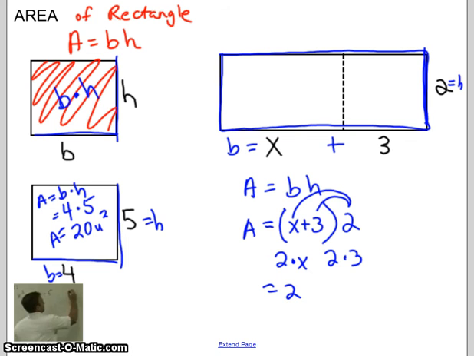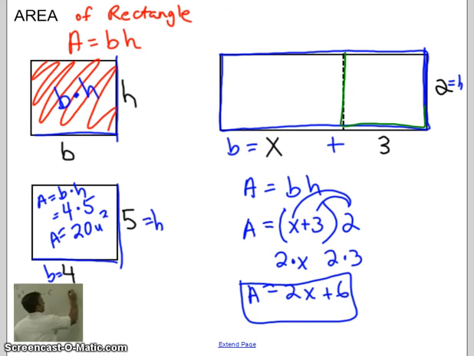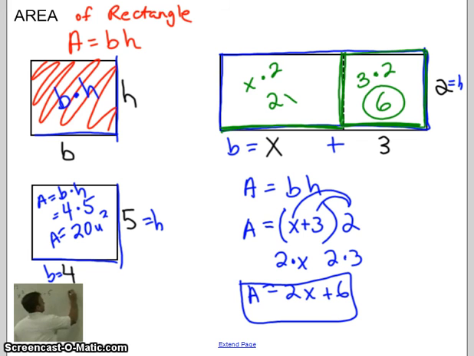Which you get 2x plus 6. Alright, and if you look at this, well, what's the area of this region? Well, the base of this region is 3, and the height of this region is 2. So 3 times 2 is 6. What's the base of this region? It's x. What's the height? 2. Well, what's 2 times x? 2x. So we have 2x and we have 6. What was our answer? 2x plus 6.